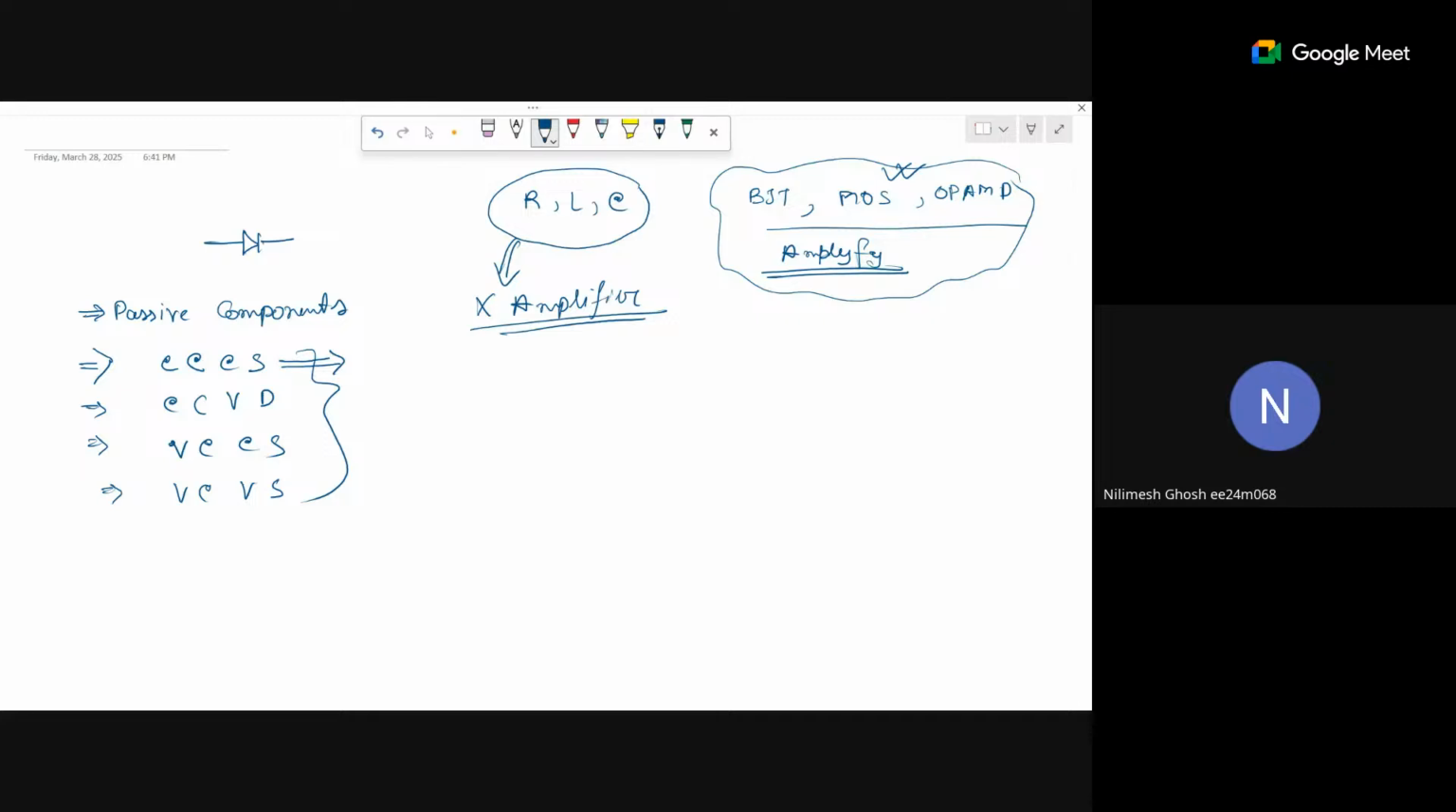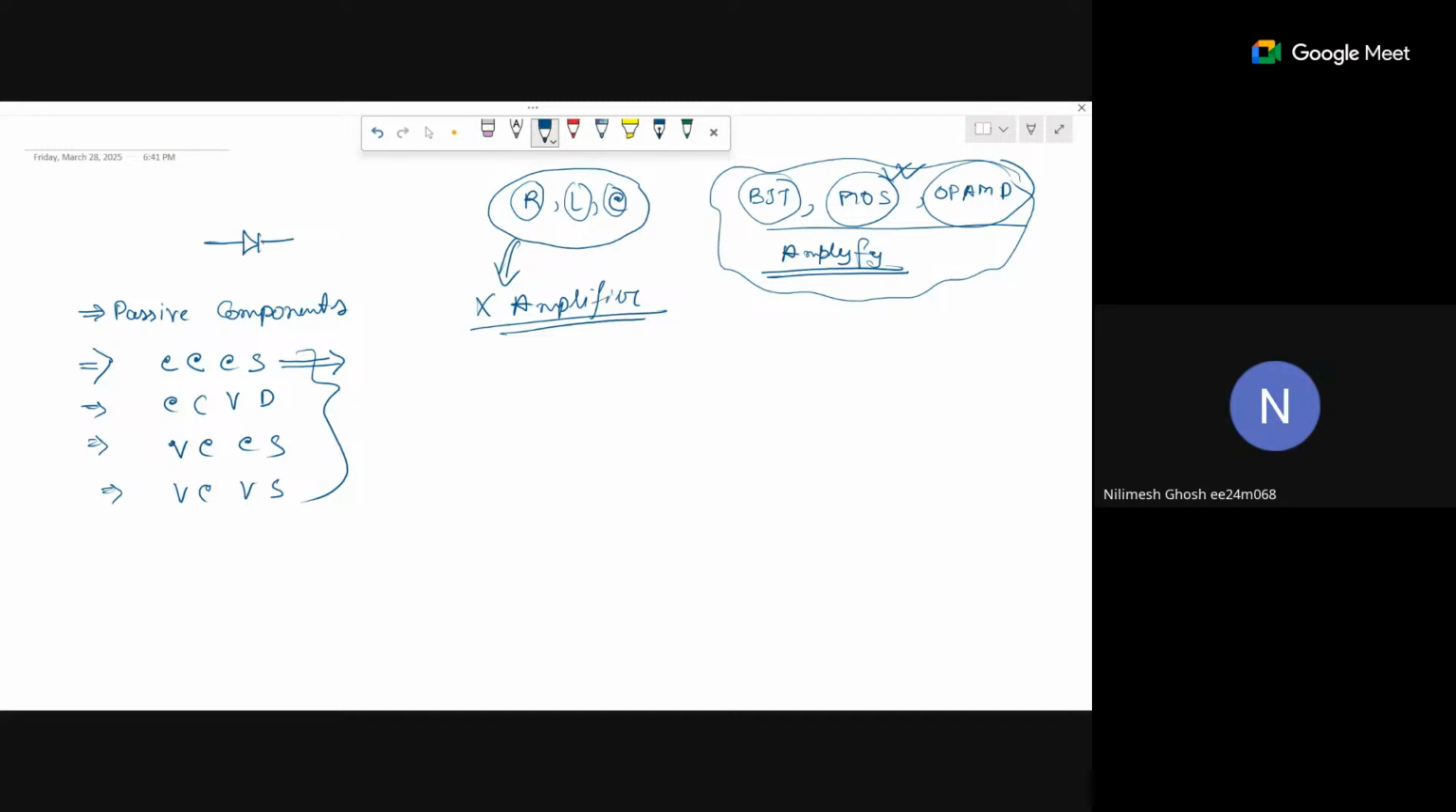Now see, till now I have written 6 components on the page. Okay, first R, L, C, BJT, MOSFET, op amp. These are the only 6 components I have written here. So from this, one or multiple will be a current controlled current source.